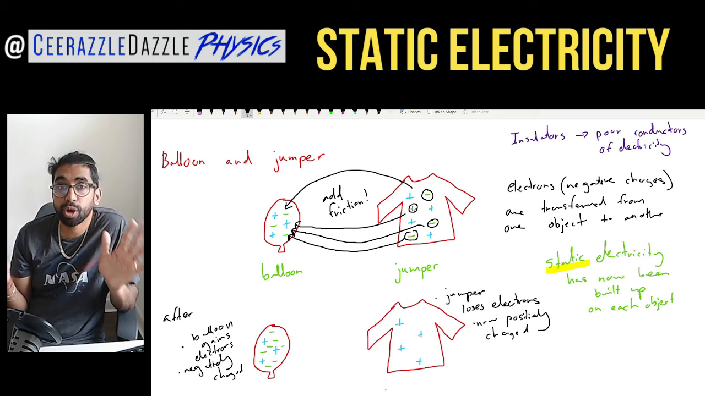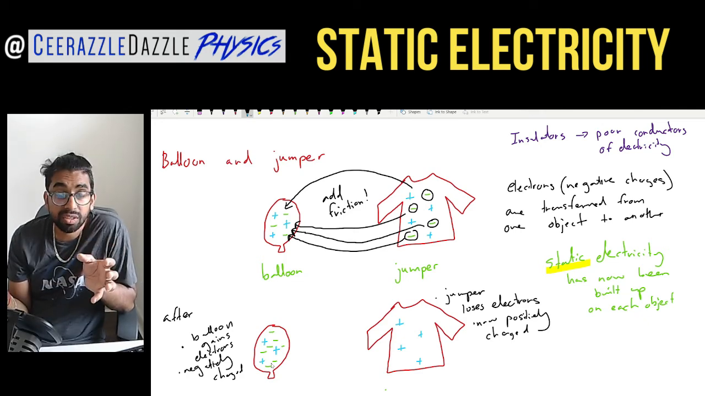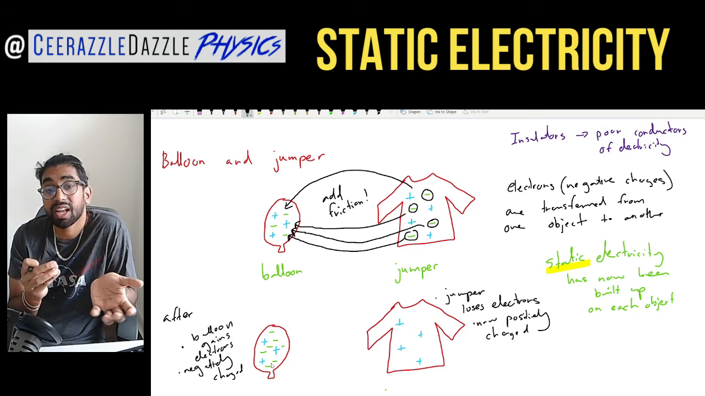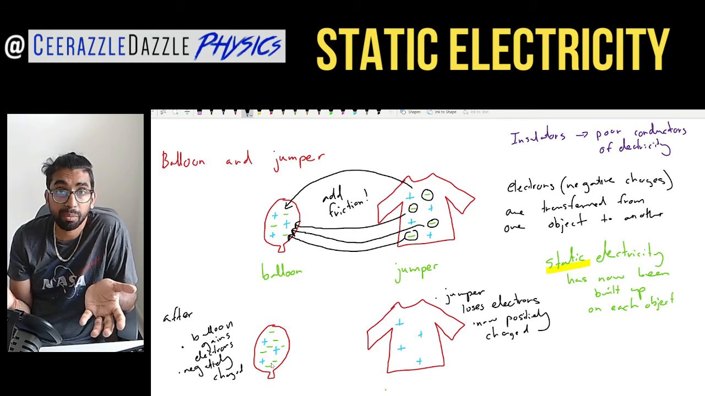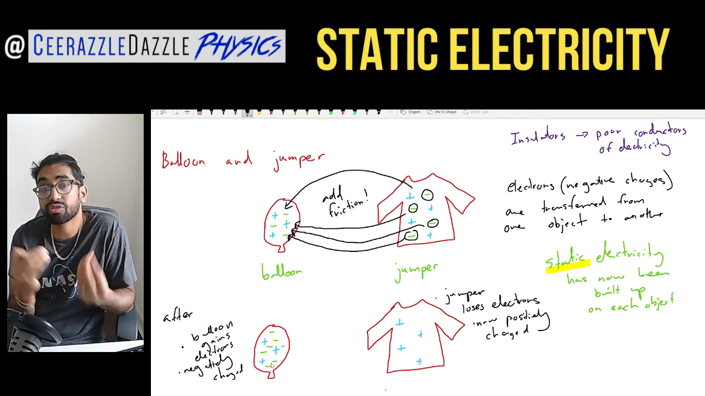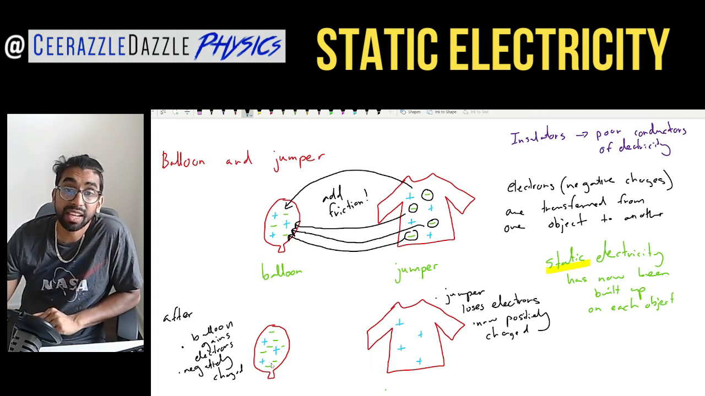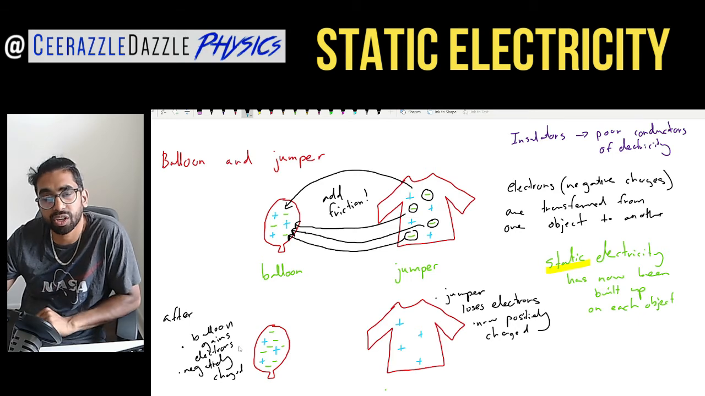And don't forget, they're both insulators. But now look, as the balloon has gained those negatively charged electrons, it has become negatively charged. And the jumper, which has lost those negative electrons, has now become positively charged. So if you gain an electron, you become negatively charged. If you lose electrons, you become positively charged. Don't forget, now you have static electricity built up upon both objects. One's negatively charged and one's positively charged.